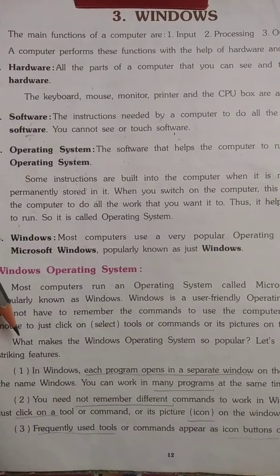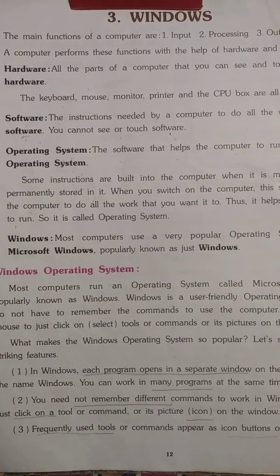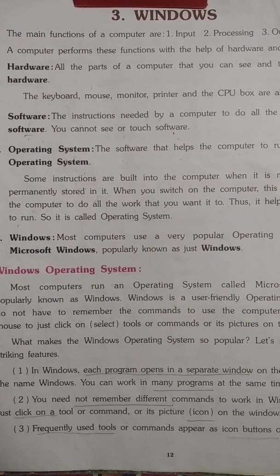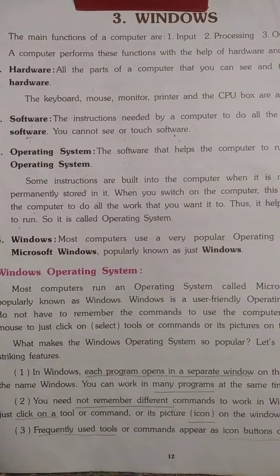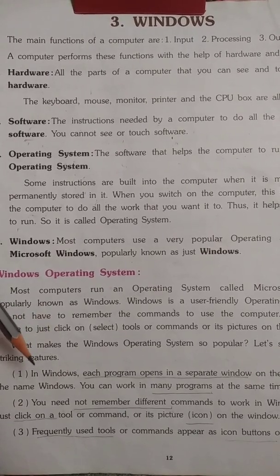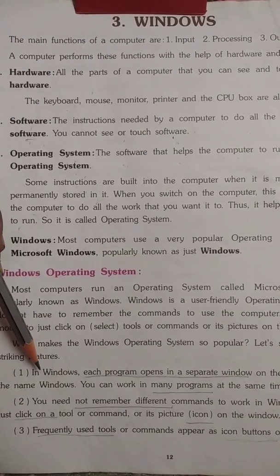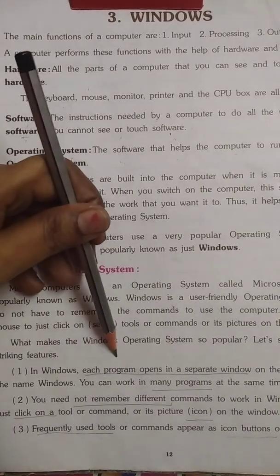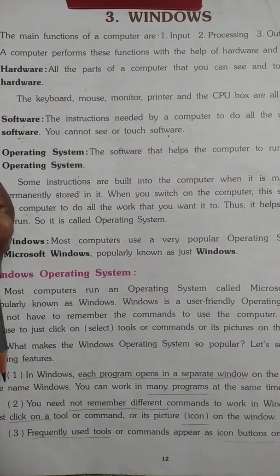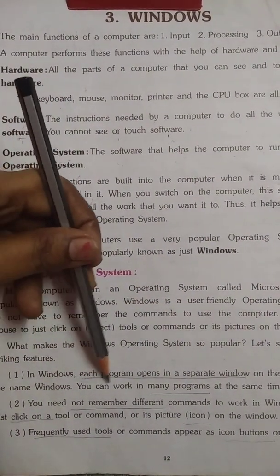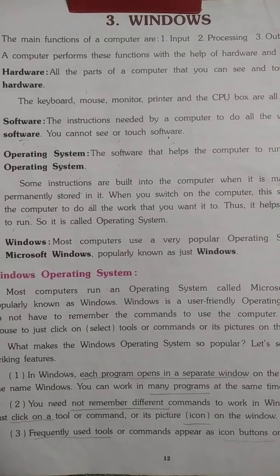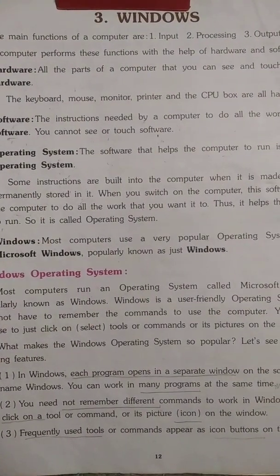Now, what makes the Windows system so popular? Let's see some of the striking features. Why has it become so popular? Because it has some striking features, and many advantages. Now which are these striking features? In Windows, each program opens in a separate window on the screen, hence the name Windows. You can work in many programs at the same time.